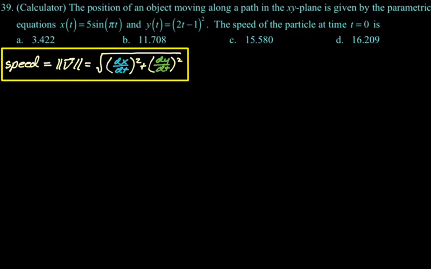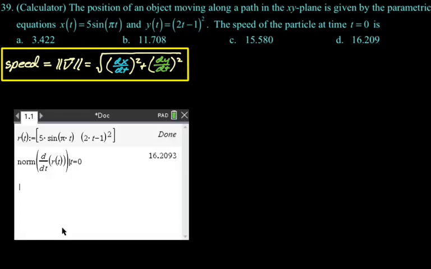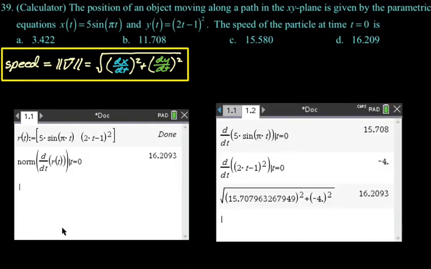So 2 different ways we could do this. It's a calculator problem. I could define r of t, which is the position vector, and then find the norm, the magnitude, of the derivative of position, or velocity, at t equals 0, and that gives me 16.209. If you don't like that, I get the sense from my students that most of them choose to do it this second way. Find the derivative of x at 0, find the derivative of y at 0, and then find the magnitude of that, or the square root of dx dt squared plus dy dt squared. Either way, we're getting the same answer. Doesn't make a difference. Nobody will even know because it's multiple choice.